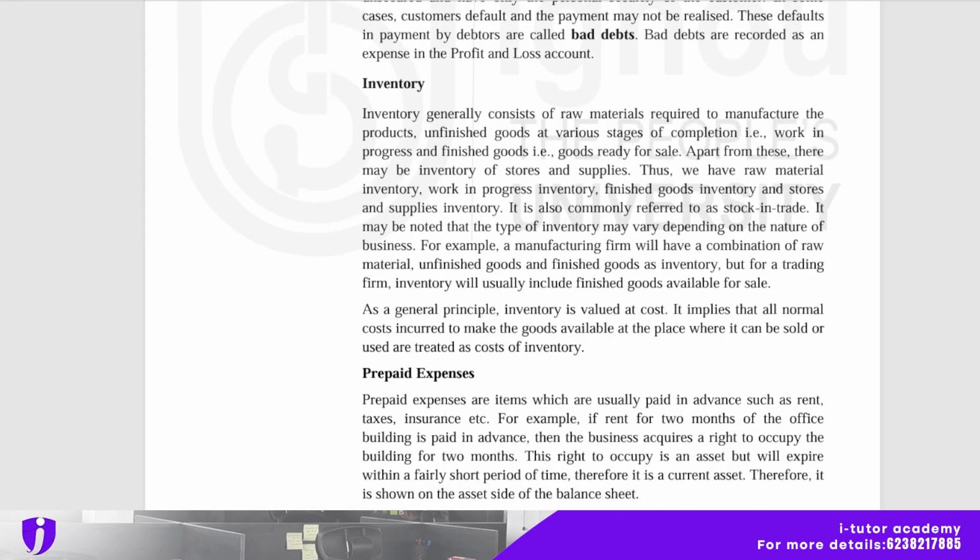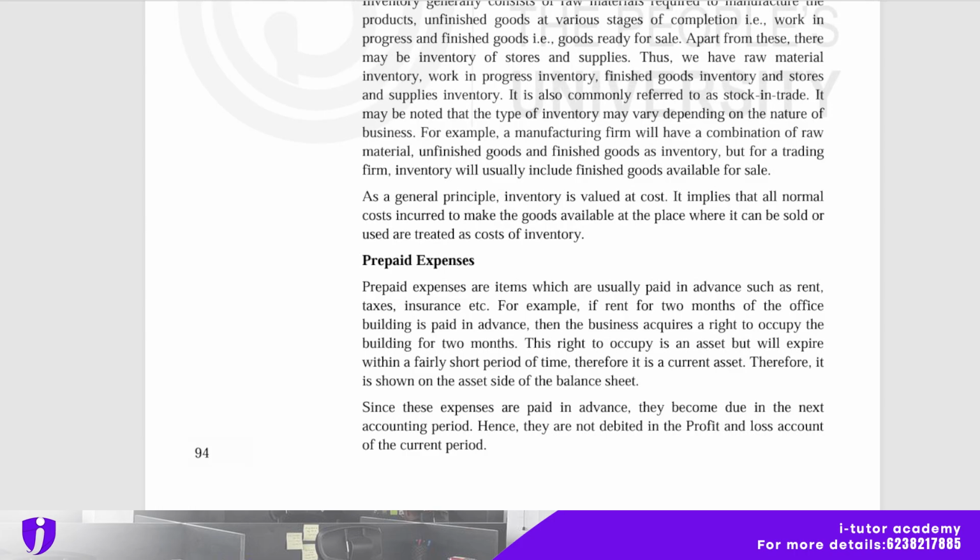And next is inventory. Inventory generally consists of raw material required to manufacture the product and finished goods at various stages of completion, work in progress, and finished goods ready for sale. Apart from these, there may be inventory of stores and supplies. And prepaid expenses. Prepaid expenses are items which are usually paid in advance, such as rent, taxes, insurance, etc. For example, if rent for 2 months of the office building is paid in advance, then the business acquires a right to occupy the building for 2 months.